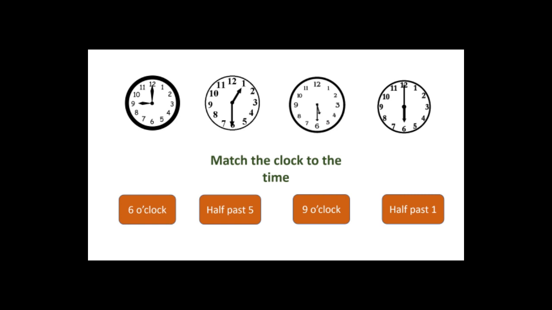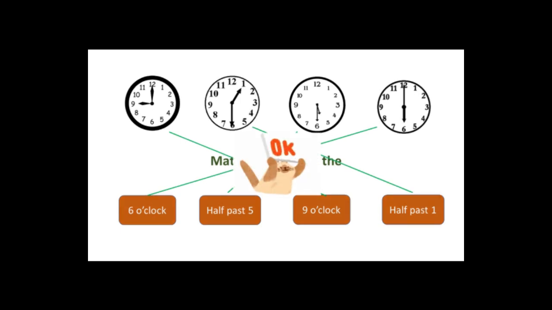Okay, next. Match the clock to the time. First, what time is that? Okay, it's 9 o'clock. Next, what time is that? Yes, it's 1:30. Next, what time is it? Okay, good, 5:30. Next, what time is it? Yes, it's 6 o'clock. Good job.